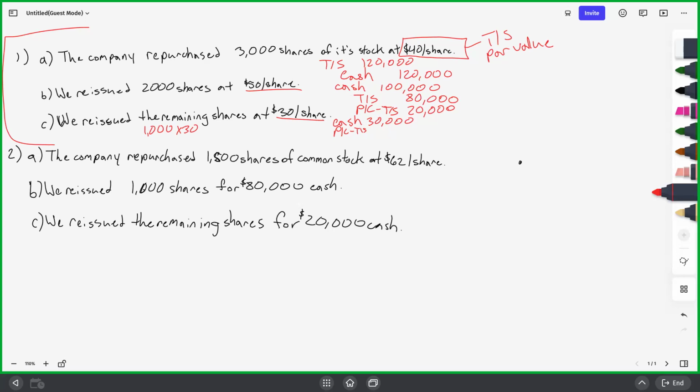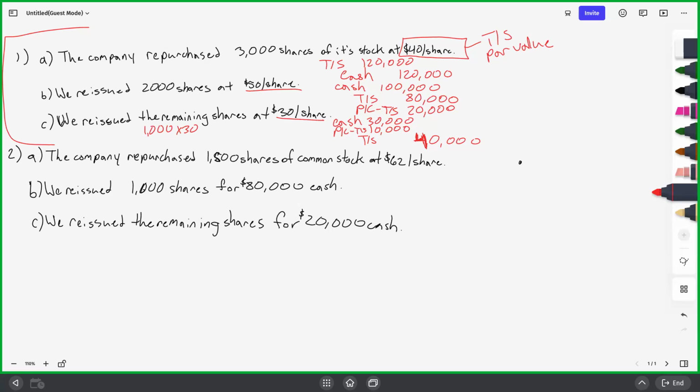So before we go to the PIC account, what's gonna be our treasury stock? 40,000. Yep. But does that answer your question of why it's 30,000, by the way? Okay, I just want to make sure before I keep moving on. It just hit me, I should have asked. All right. So any questions on the first set of problems?